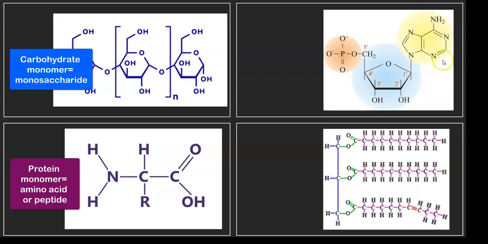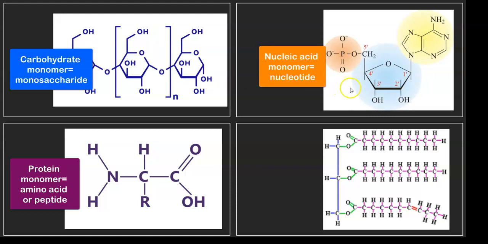All right, next, if we come over here, we're looking at a monomer or an individual unit of a nucleic acid. Now, notice there are 3 parts here. They have 3 different colored sections, but this whole thing is 1 monomer. This is 1 unit. So the monomer of a nucleic acid is called a nucleotide. So this is 1 nucleotide here.